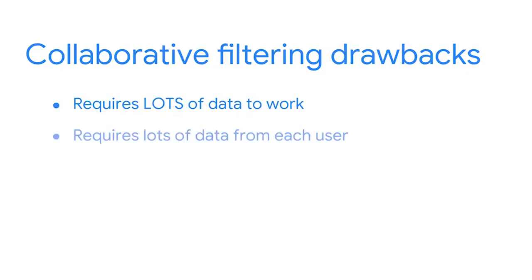Drawbacks of collaborative filtering are that these systems need lots of data to even start getting useful results, and every user must give the system lots of data. Also, collaborative filtering data is very sparse, which means it has a lot of missing values.